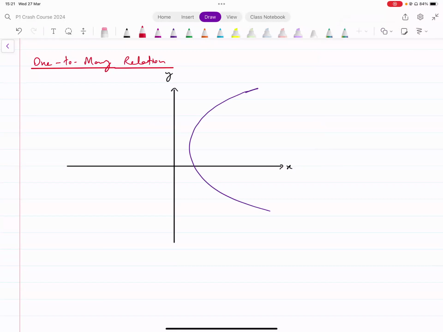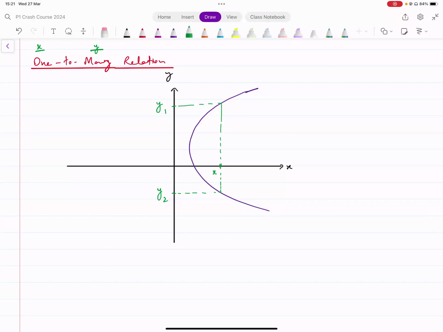Now, what does one to many mean? One to many means you could have one value of x that's giving you many values of y. For instance, I could take a value of x here. Let's call this x. At this x, I'm getting two y values, one y value above there and another y value here. There are two different y values that I'm getting for one value of x. So one input is giving me multiple outputs. This is one to many, right? One input is giving us multiple outputs.